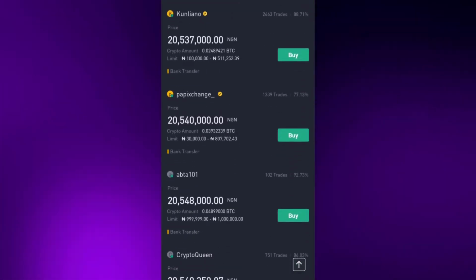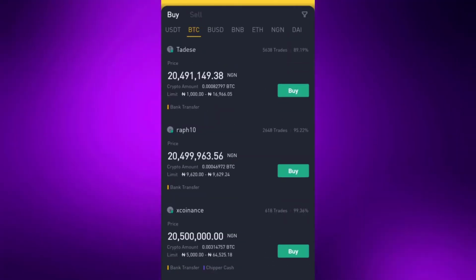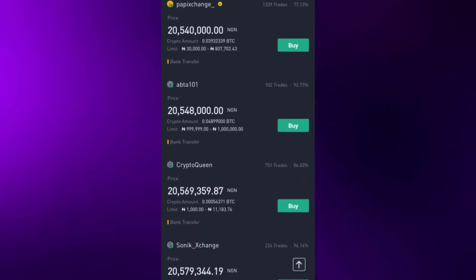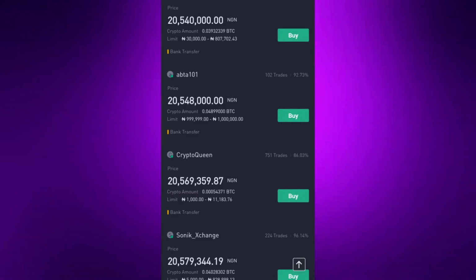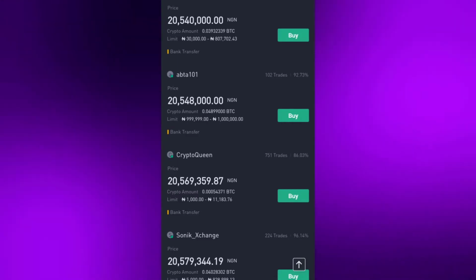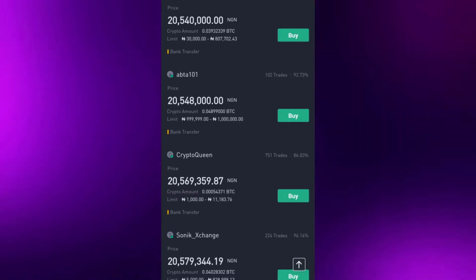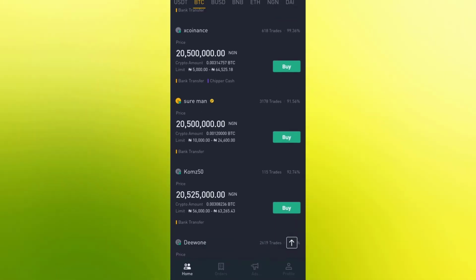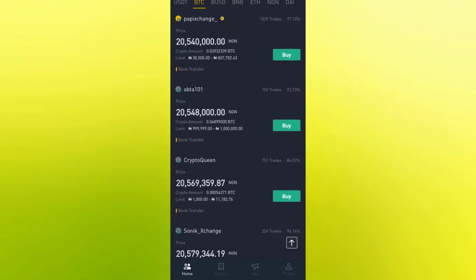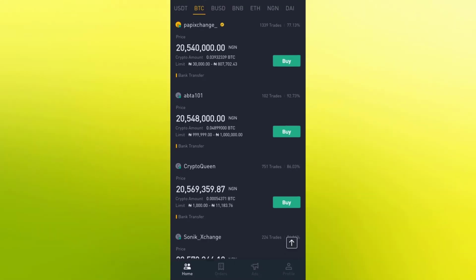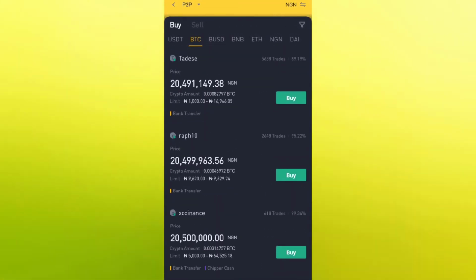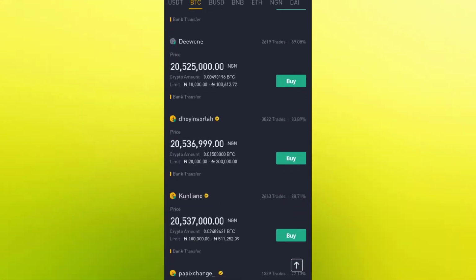So when I want to set my own price, I don't set it to be the cheapest. In this case we have 20,548,000, so I can set mine to be 20,550,000 or 555. So you see, it's not at the top right now. It's not 20,400,000 or even 20,500,000, but it's 20,555,000 in this case. I can set my price there so that by the time all these people at the top are gone, it won't be long before I also make my own sale.